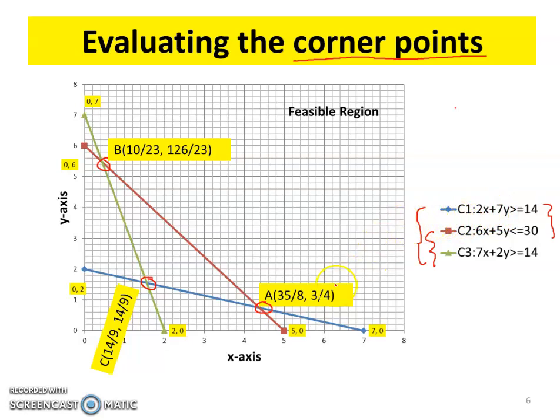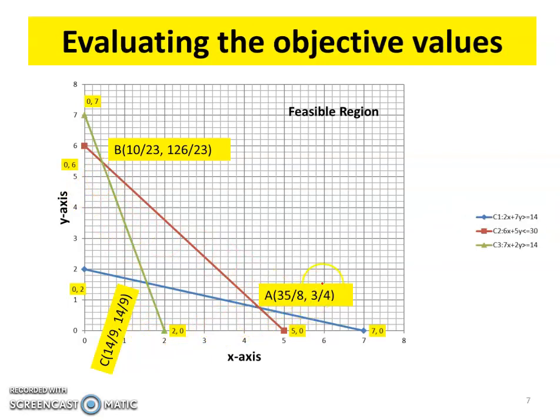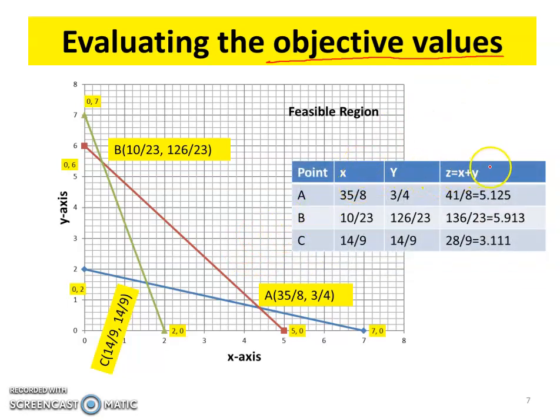So once you have the corner points A, B and C, you can find the objective value. We have to find the value of the objective function at the corner points. The objective function is given by z equal to x plus y. So at A, it is 35/8 plus 3/4, which gives 41/8, which is 5.125. Similarly at B, you will have the value 5.913, and at C you will have the value 3.111. So you can see the maximum value obtained by the objective function is 5.913.